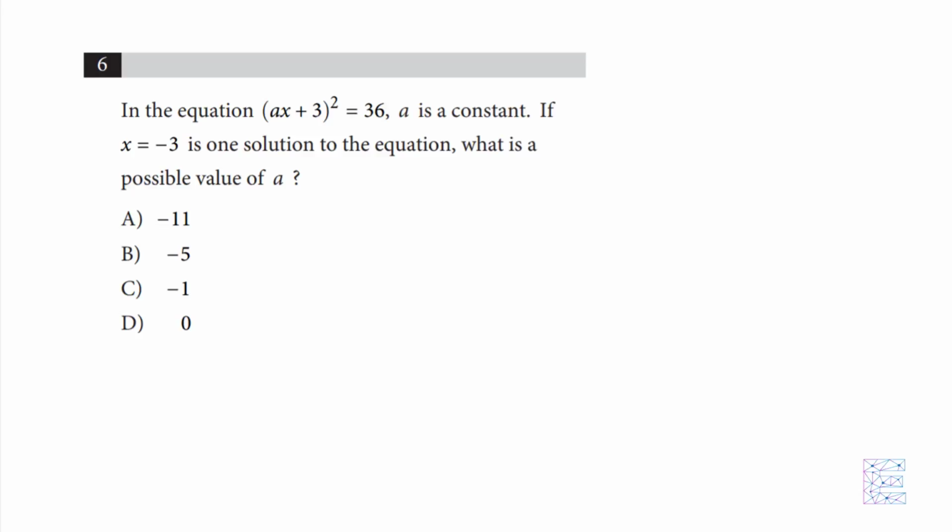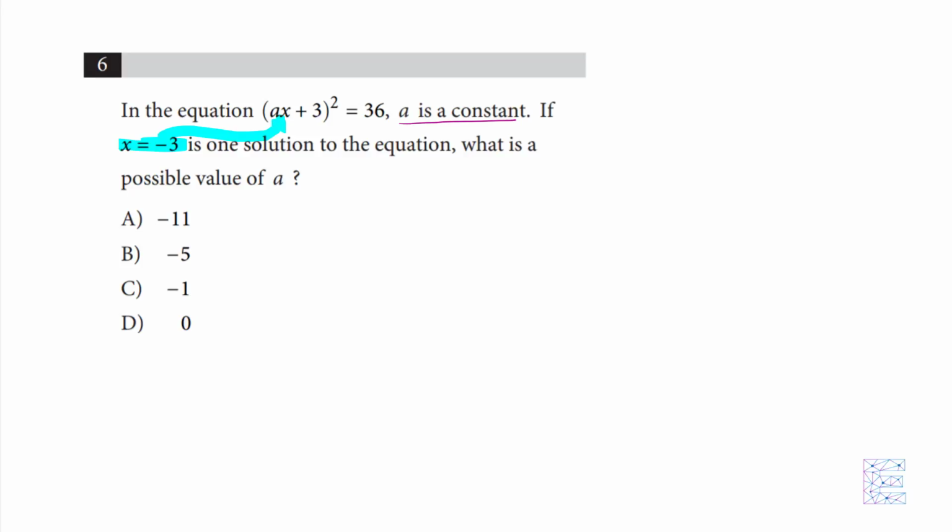In the equation (ax + 3)² = 36, a is a constant. If x = -3 is one solution to this equation, what is a possible value of a? So we need to just use what we're given, whereby x equals negative 3. We can take that value, plug it in here to be able to solve for a.